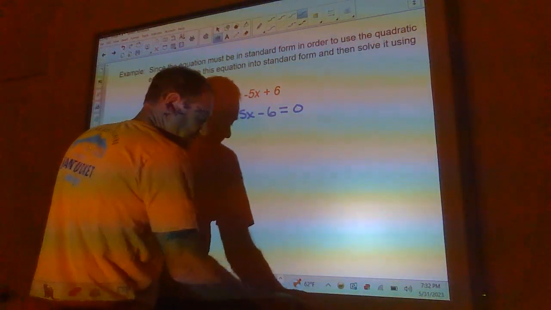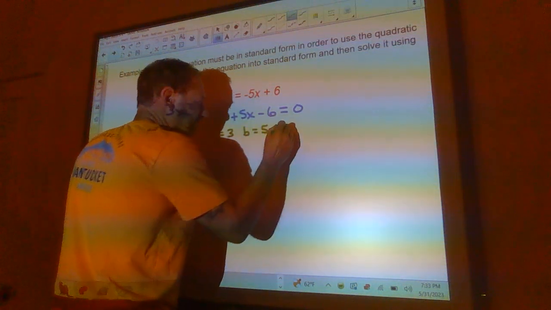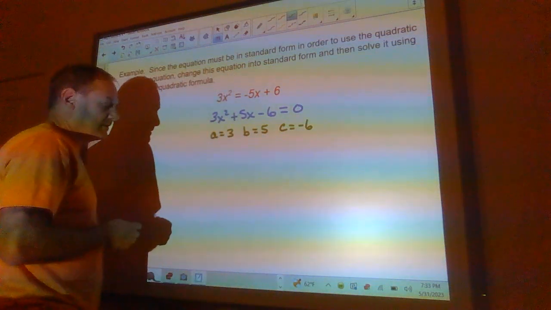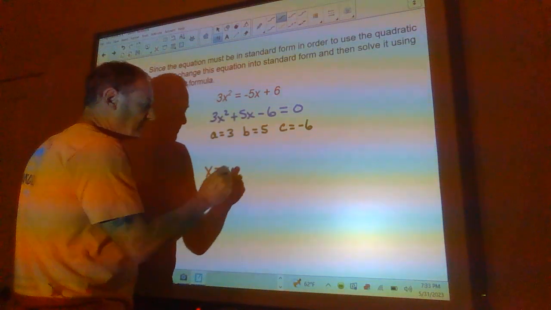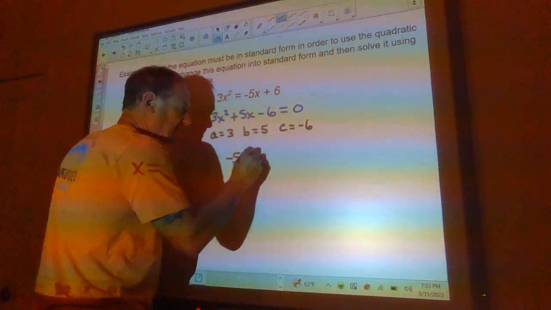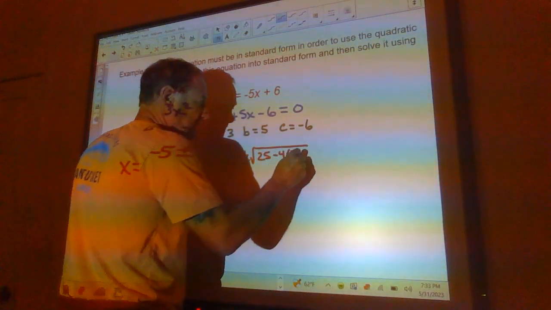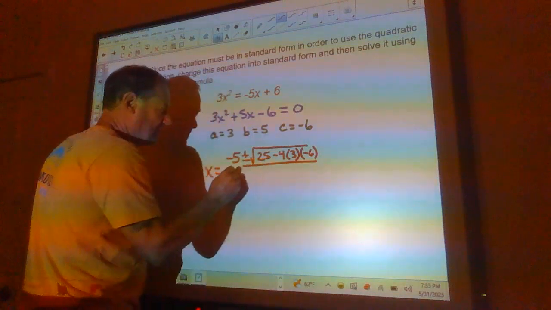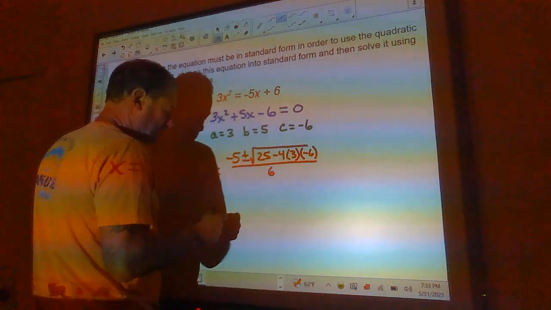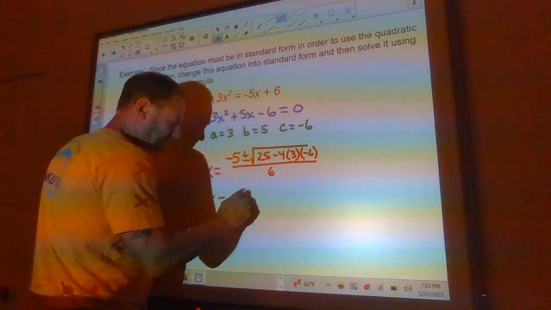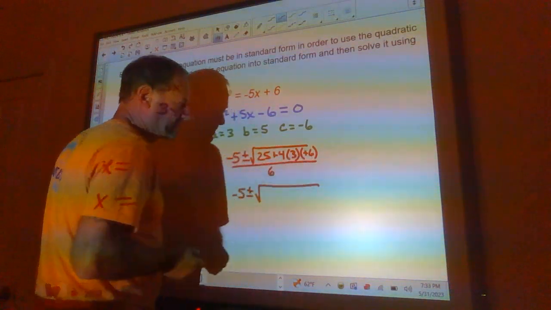It's not a bad idea to label a as 3, b is 5, c is negative 6. You don't have to do that step, but it's not a bad idea to do it. x equals negative b plus or minus the square root of b squared minus 4 times a times c all over 2a. Okay, so x is going to equal negative 5 plus or minus the square root. So this and this cancel each other out.